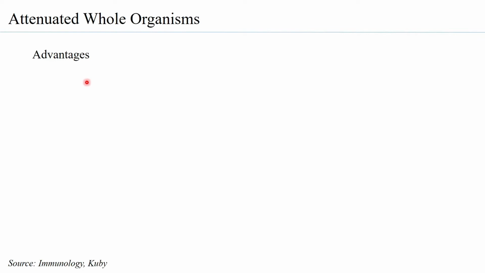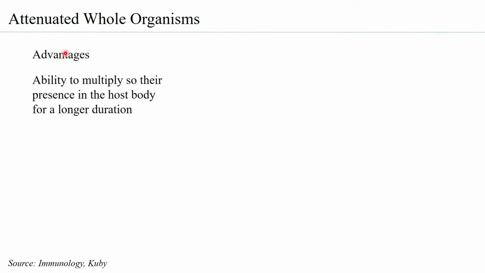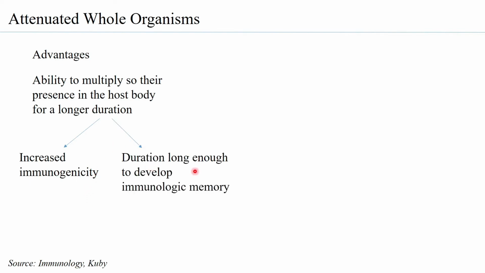Now, what are the advantages of using attenuated whole organisms? Something that we'd already kind of looked at. One, it has the ability to multiply. Because it can multiply, its presence in the host body will be for a longer duration of time. So the body or the host is going to be exposed to that antigen for a longer period of time, and that would elicit not just a strong immune response, so it has increased immunogenicity, and the duration is long enough to develop immunologic memory, and both of these are responsible for giving lifelong protection.